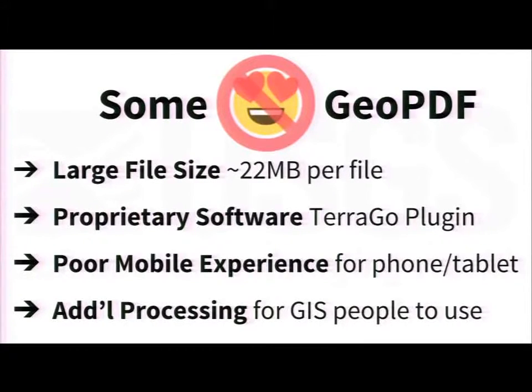So here's the downfalls. People aren't fans of the larger file size. That's really 22 megabytes per file. That's the average. It goes up to almost 40 megs and down to about 15. For ArcGIS users, you need a proprietary software plugin, TerraGo. And we also use a TerraGo plugin to actually create these. Also, I'm sure you guys notice PDFs on mobile phones are not fun to use. They do not work with our modern customer. And really, it's an additional process for a lot of GIS power users to actually get information out of this data.